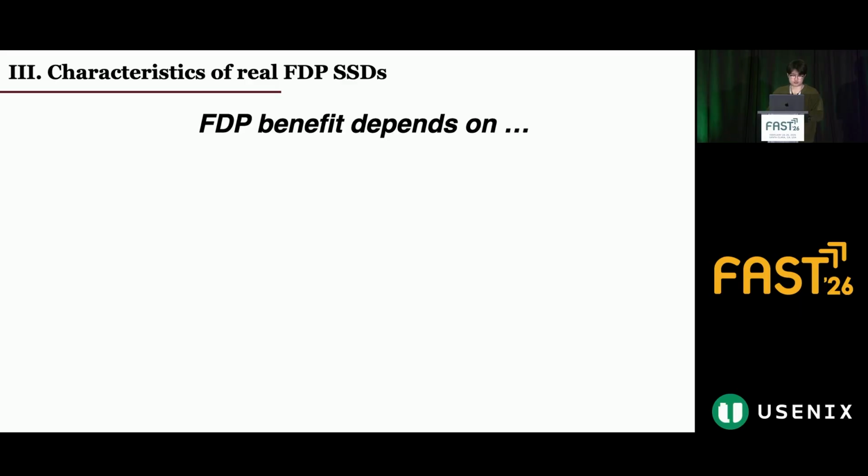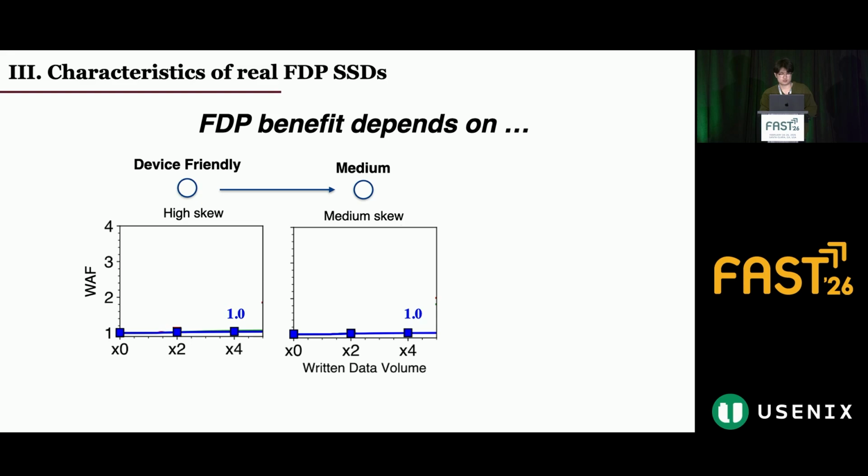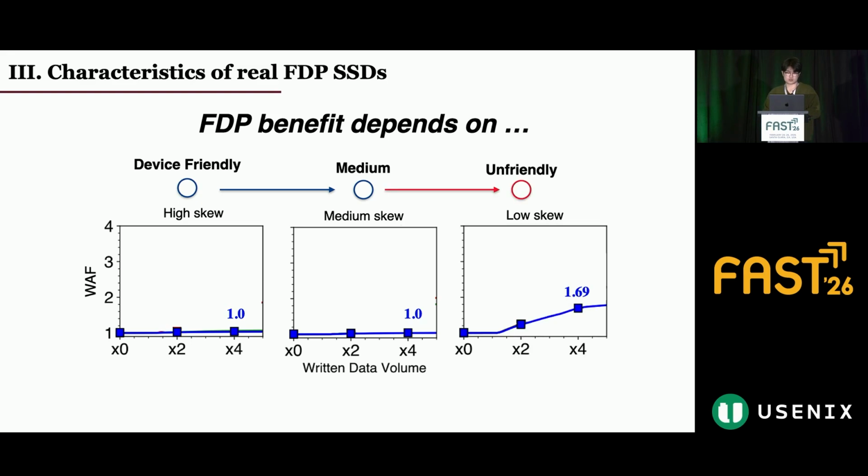So going back to the question, let's decide whether FDP delivers its promised benefit. Under high skew, Zipfian alpha 2.2, FDP maintains near 1.0 WAF throughout the experiment. As we move to medium skew, WAF stays relatively low, but under the low skew, the 80-20 distribution, WAF climbs significantly as written data volume increases. In short, when the workload is FDP-friendly, with concentrated skewed data, FDP works well. But when the skew is low, FDP begins to struggle. So in short, FDP benefit depends on the workload skewness.